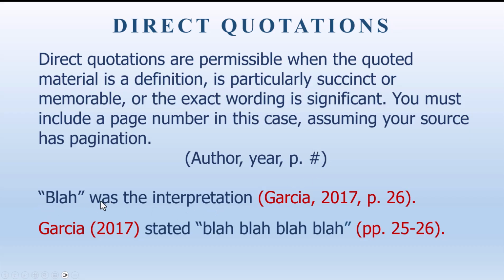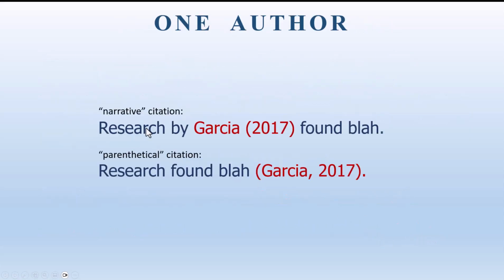So here's an example of that. Blah, blah, blah was the interpretation which I have quoted. And here I have Garcia, comma, 2017, P period 26. Okay. Another way of doing this, you can work this in narratively. I've still put my author's name here, and I'm quoting a longer passage. Here I'm pretending that my quoted passage went over a page break. So I have done PP period, which is pages, plural, and then I've put the page range where my quoted material appeared.